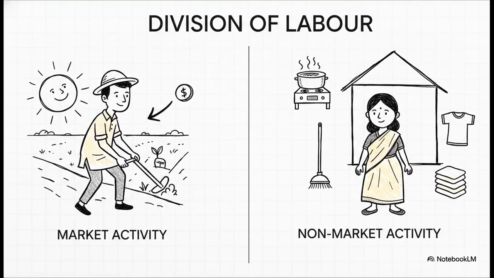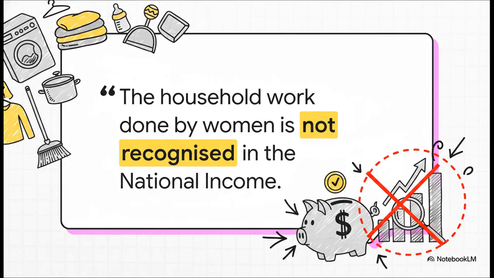Historically, and because of cultural traditions, there has often been a division of labor. Let's take the example of Sakal's family again. His father, Buddha, worked in the fields. That was a market activity to earn money. Meanwhile, his mother, Sheila, managed all the domestic chores, cooking, cleaning, and taking care of the children. These were all non-market activities. And this brings us to a crucial point. The household work done by women, because it is unpaid, is not officially counted or recognized when we calculate our national income. Just take a moment to think about that.